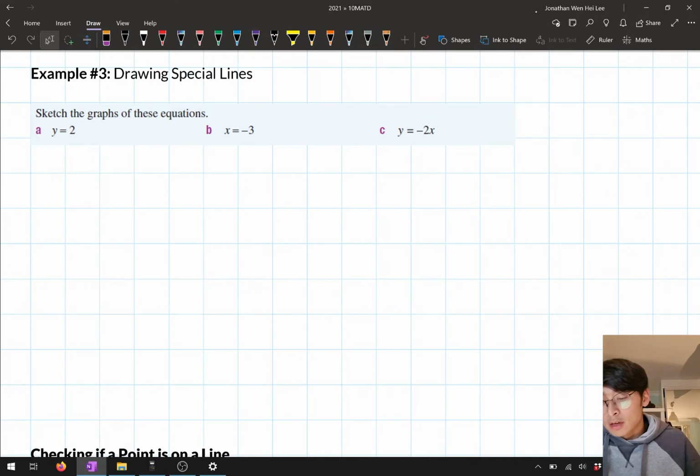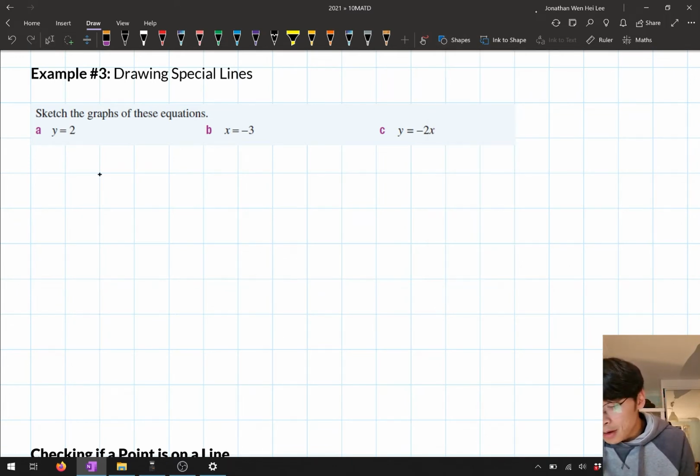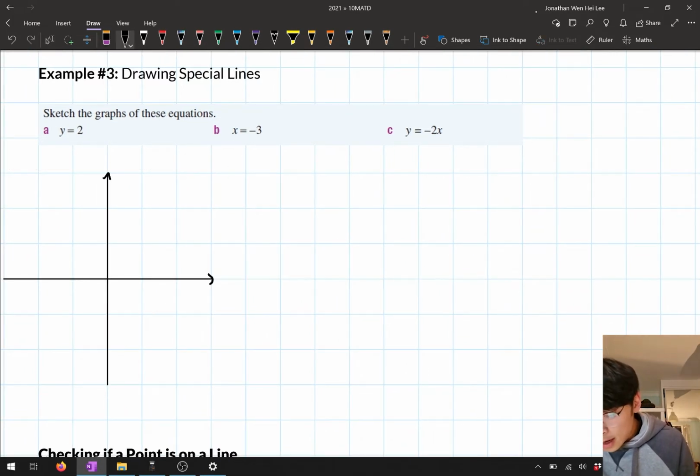The first one, so here, sketch the graph of these equations. The first one is y is equal to 2. Now this, as you notice, is not in the form y is equal to mx plus b, but we can still sketch this regardless. So here, I'm going to draw out my axes. Now, here we've got y is equal to 2. If you think about it, I'm just going to find the point where y is equal to 2 on my Cartesian plane. That would be on the y-axis. So I'm going to go to the y-axis and find the point where y is equal to 2, which is over here.